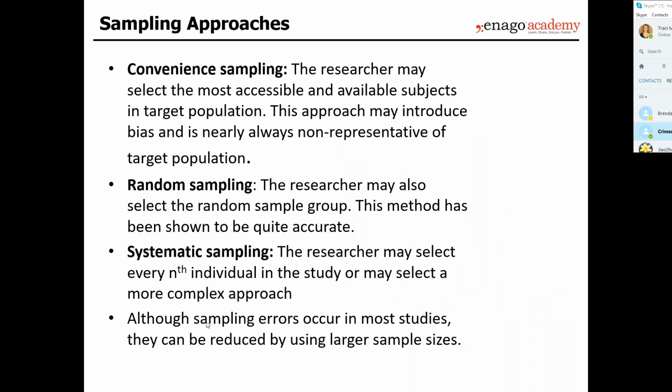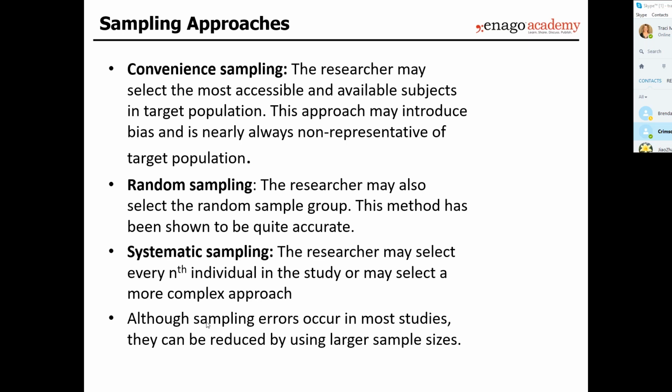So there are a few different types of sampling approaches. When we're working in a laboratory, it's a little bit more difficult to do proper sampling. But when you're doing epidemiological statistics and clinical statistics, it's a little bit easier to do proper sampling because you have larger sample sizes. So number one, we have convenience sampling. In this situation, the researcher may select the most accessible and available subjects in a target population. This is similar to our animal research. This approach may introduce bias and is nearly always non-representative of the target population.